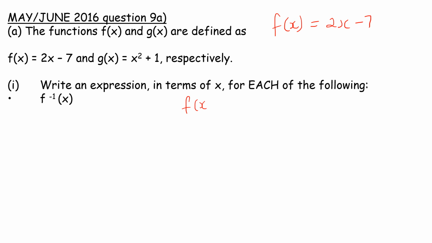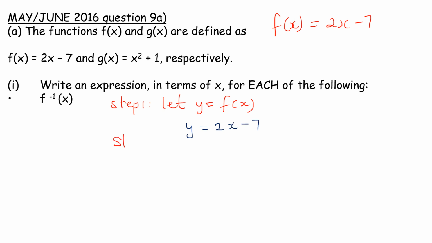So there are some rules, or I'll say steps. Step 1 is to let y equal f of x. So that's what I'm going to do. I'm going to say y is equal to 2x minus 7.